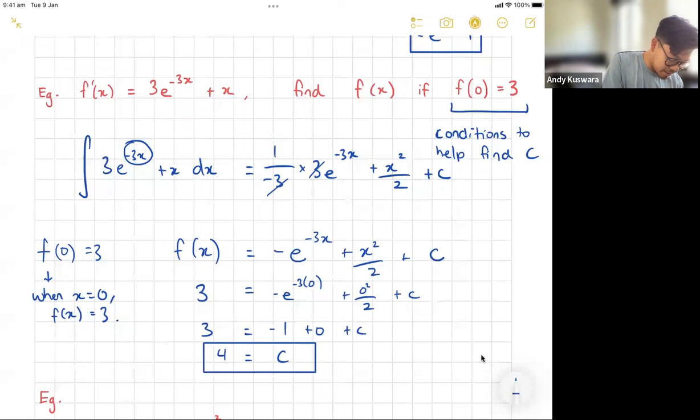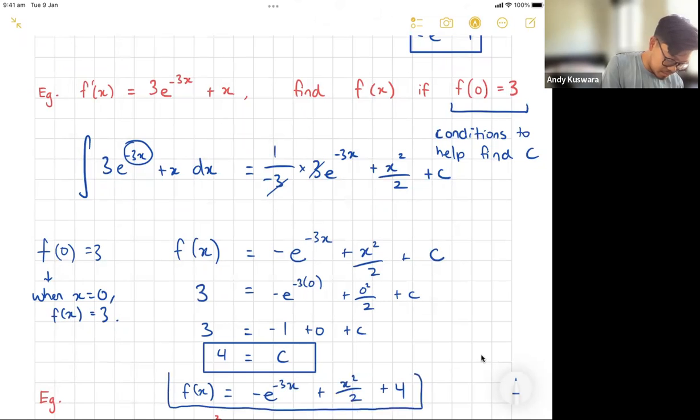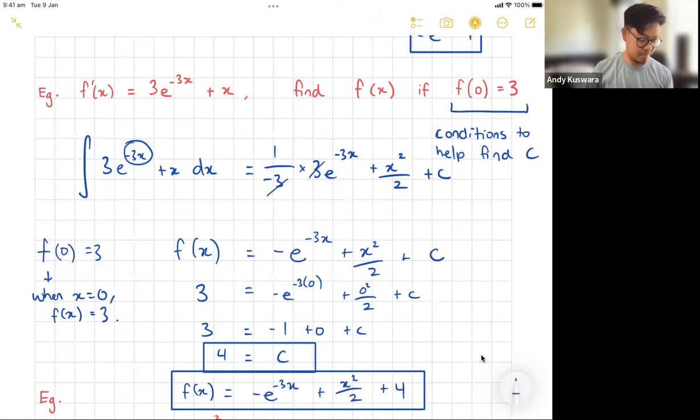And so now my f(x), I can rewrite, and instead of writing plus c, I can rewrite it as negative e to the negative 3x plus x squared on 2. And then instead of saying plus c, I'll just go plus 4. And that there becomes your f(x). All right, we're doing good.